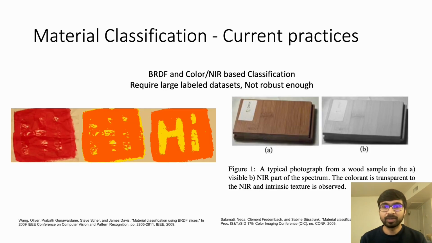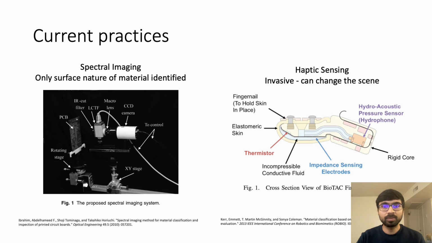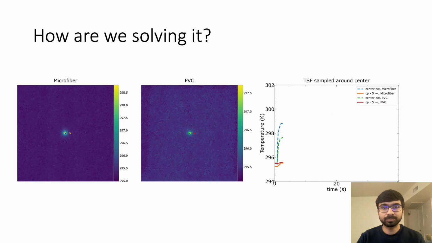Robust and non-destructive material classification is a challenging but crucial first step in numerous vision applications. Current practices include color and near-infrared based classification methods. These methods highly depend on color and appearance and require large labeled datasets to work correctly. More robust methods include spectral imaging, which allows only surface level detection of material, and invasive methods like haptic sensing, which use an artificial fingertip to get the thermal material properties.